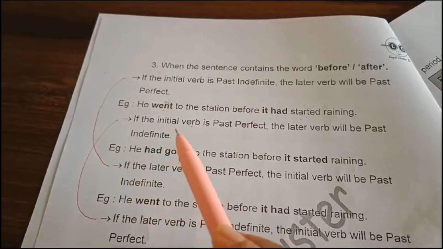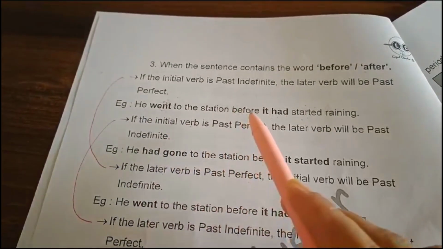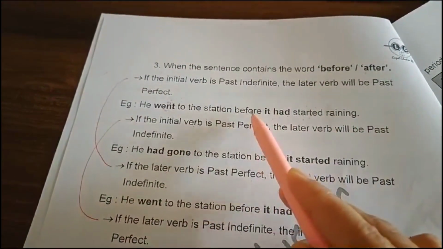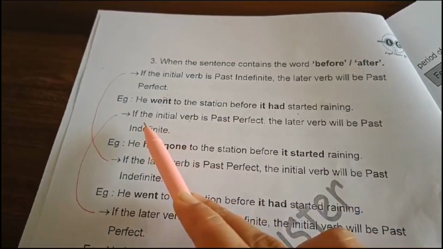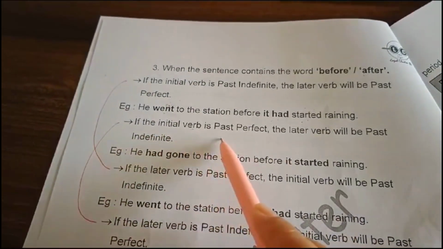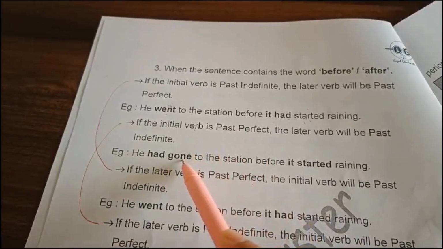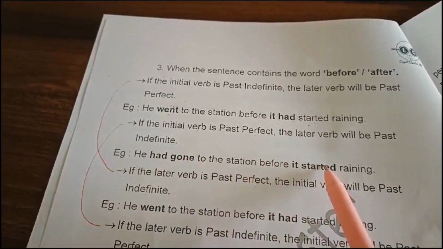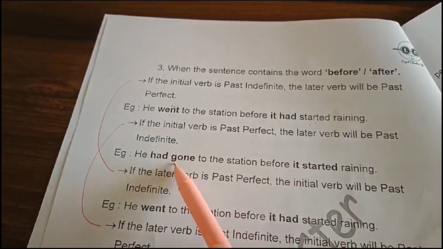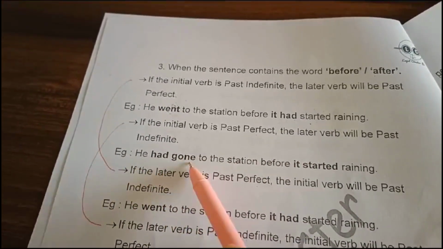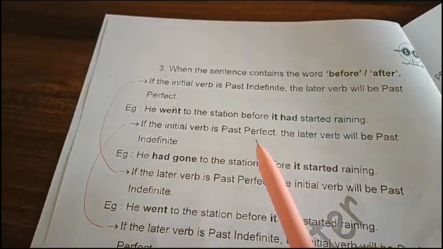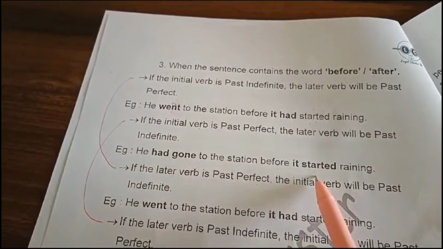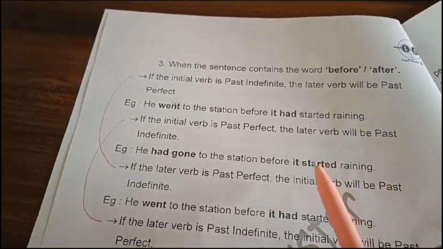The second one, and the most important thing here is that the word before is there. Okay, so the second important one: if the initial verb is in past perfect, here go is again the initial verb and start is the later verb. So if the initial verb is in past perfect, he had gone, then the later verb will be in past indefinite. So here this later verb start is being used in simple past or past indefinite.